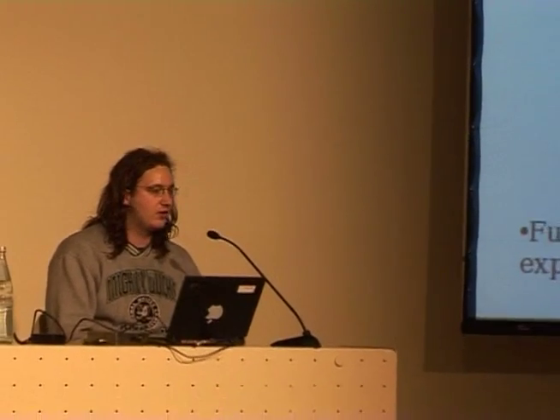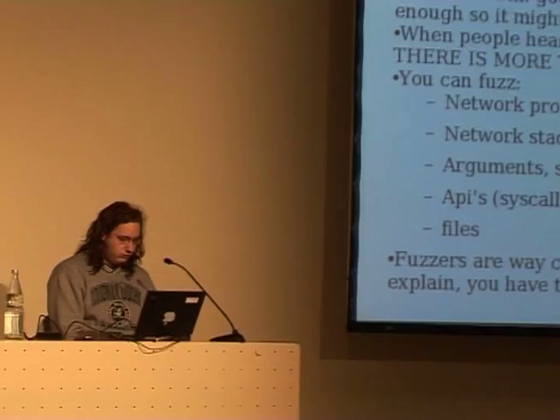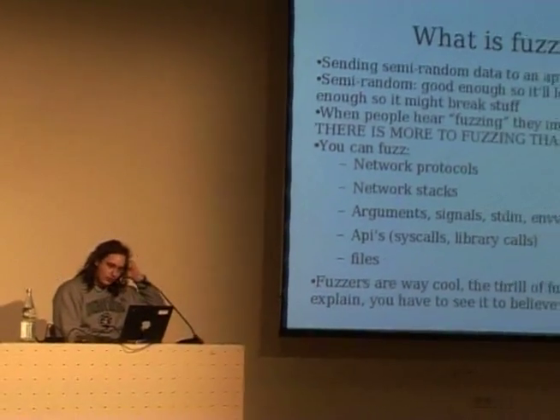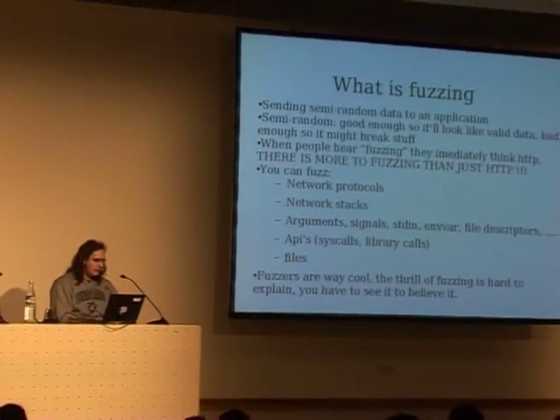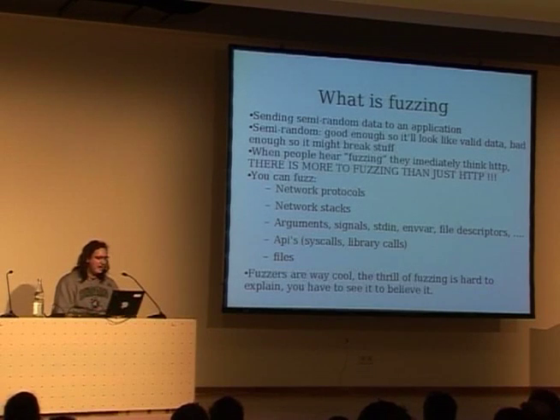So some of the things that you can fuzz are network protocols, network stacks, anything that SUID takes: arguments, standard input, environment variables, file descriptors, signals, all sorts of cool stuff. You can fuzz APIs, system calls, and I'll be talking about that later. And you can also fuzz library calls. And you can also fuzz files, and I'll also talk about that later on. The thing about fuzzers is that they're amazingly cool. It's kind of hard to describe fuzzers. You really have to try some of those and see how cool it is to break stuff by doing very little.